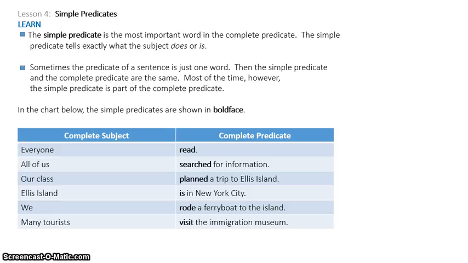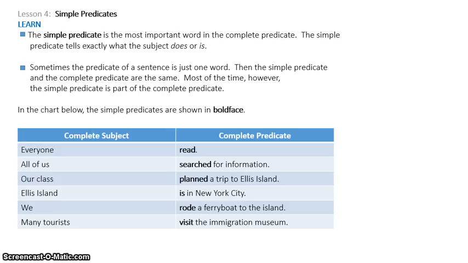The next one says, we rode a ferry boat to the island. We is the complete subject. Rode a ferry boat to the island is the complete predicate. I'm looking for the simple predicate or the verb, and it's going to be rode. The last one. Many tourists visit the Immigration Museum. Many tourists is the complete subject. Visit the Immigration Museum is the complete predicate. I'm looking for the simple predicate or the verb, and it is going to be visit.